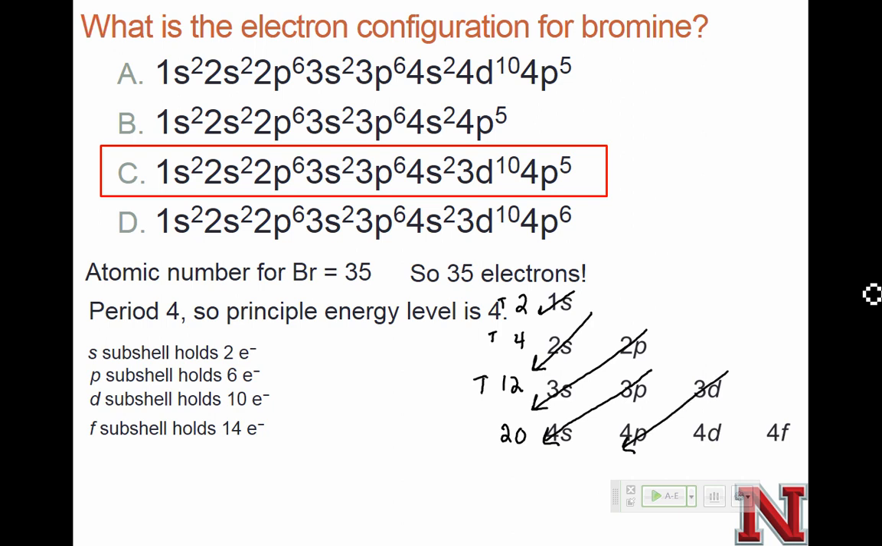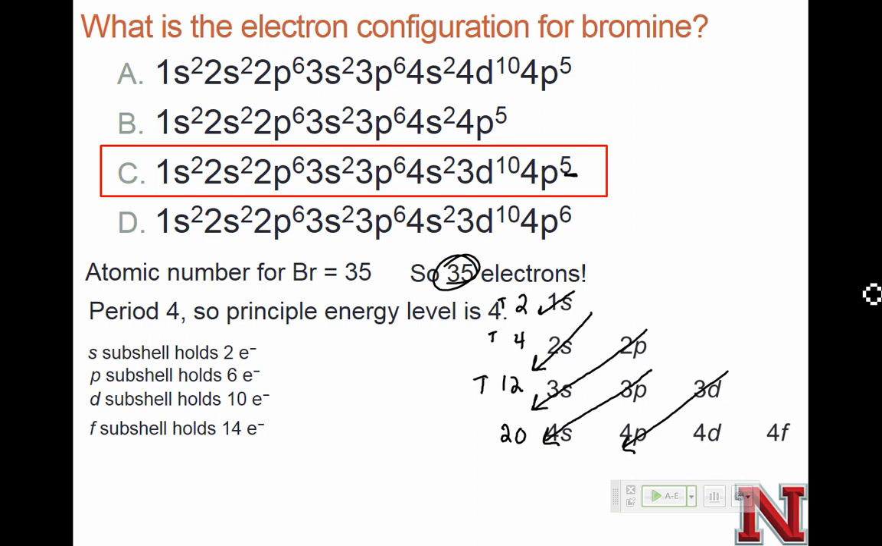So 3d10, that's going to give me 30 after 3d10, if I fully fill that. 4p6, then that would give me 36. 36 is too much. We only have 35. Now we're going to talk about charged species, but at this point we're wrapping up the neutral species. So that 4p only has the 5.